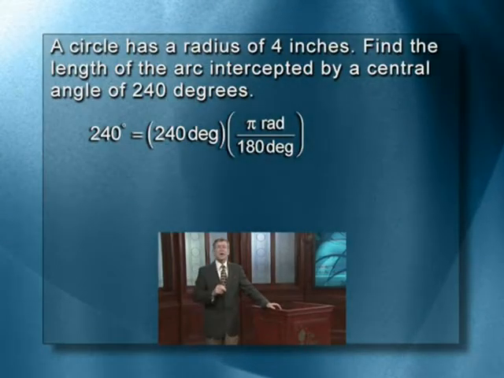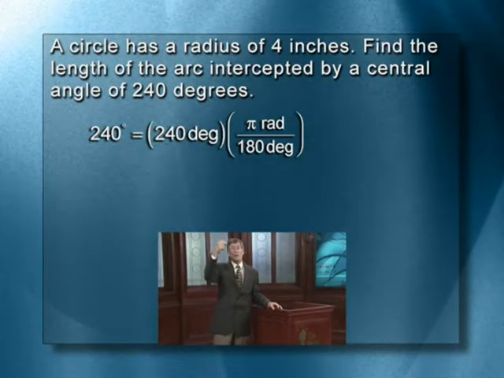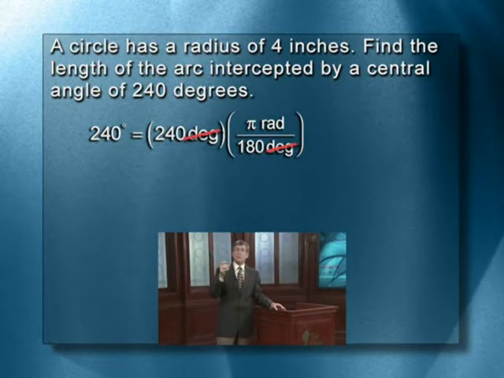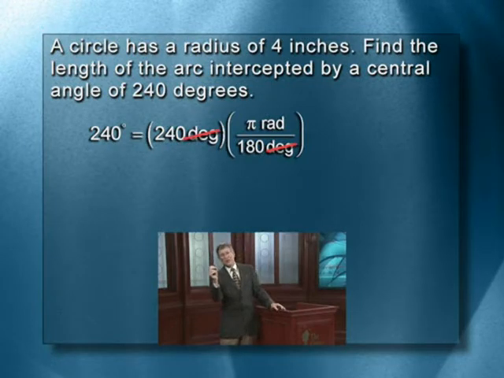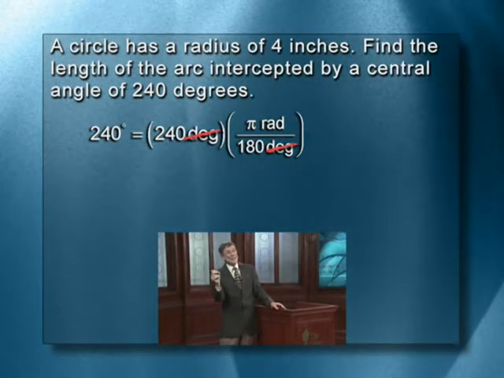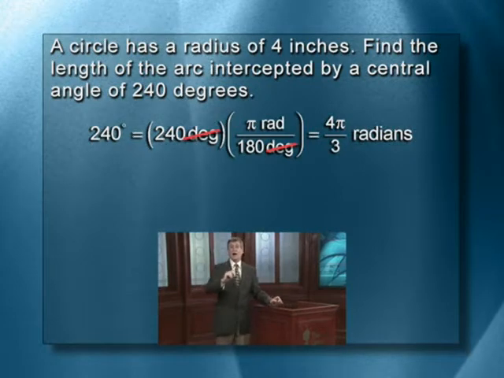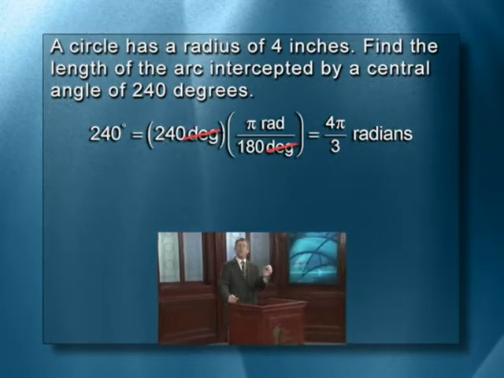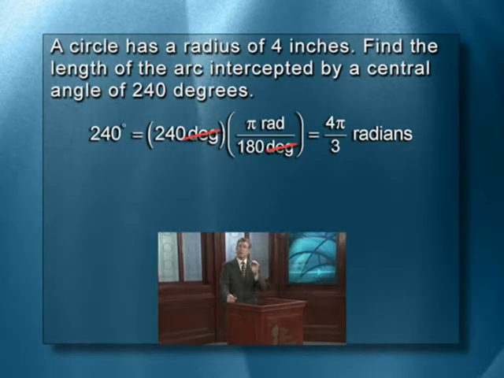Okay, the first thing you're going to have to do is convert degrees to radians, because that formula, S equals R theta, is a radian formula. So let's do the conversion. 240 degrees, multiply by the conversion factor pi over 180, and then the word degree cancels, and you're left with, well, 240 over 180 is 24 over 18, or 4/3 pi. And there's a pi in there, so 240 degrees equals 4 pi over 3 radians.